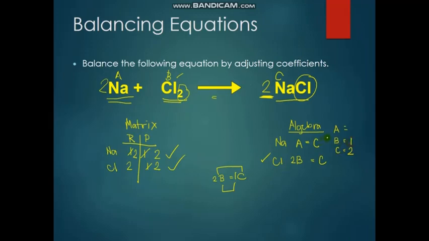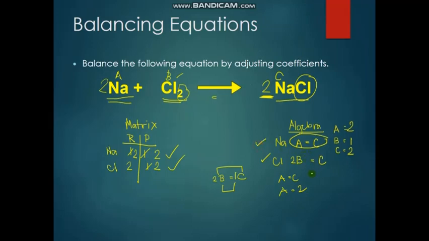Next, we are going to use the other formula. A is equal to C. Since C is equal to 2, therefore A is equal to 2. So as you can see, we balance the equation using the variables. You can use any of the formulas derived, but make sure that there are only two variables present.